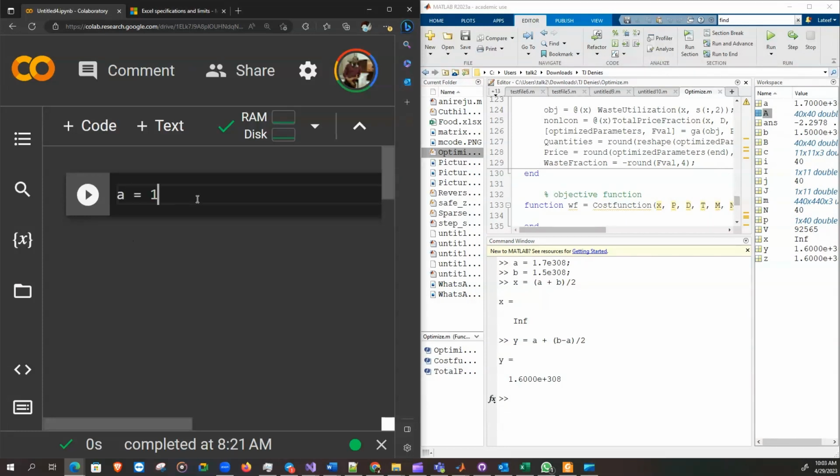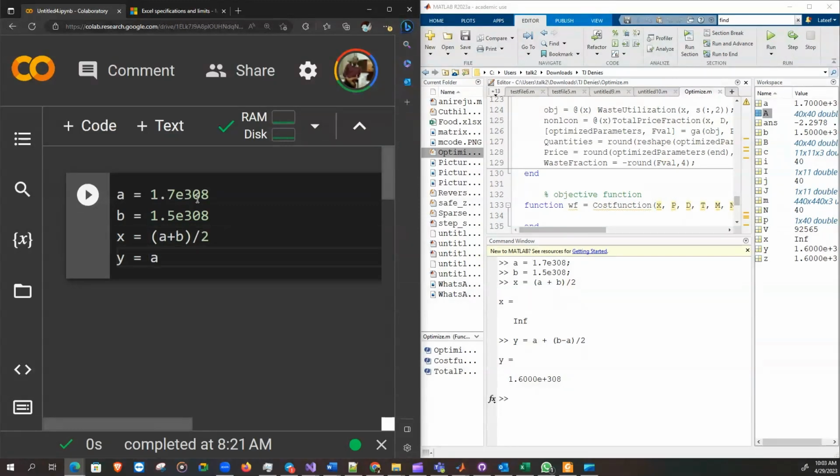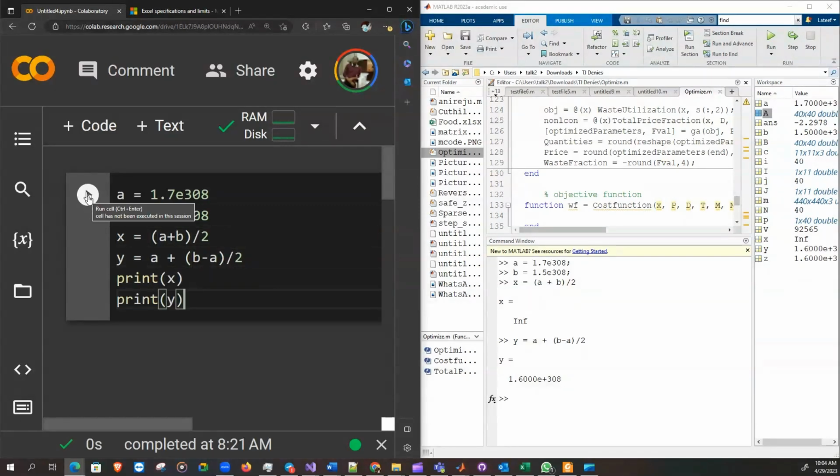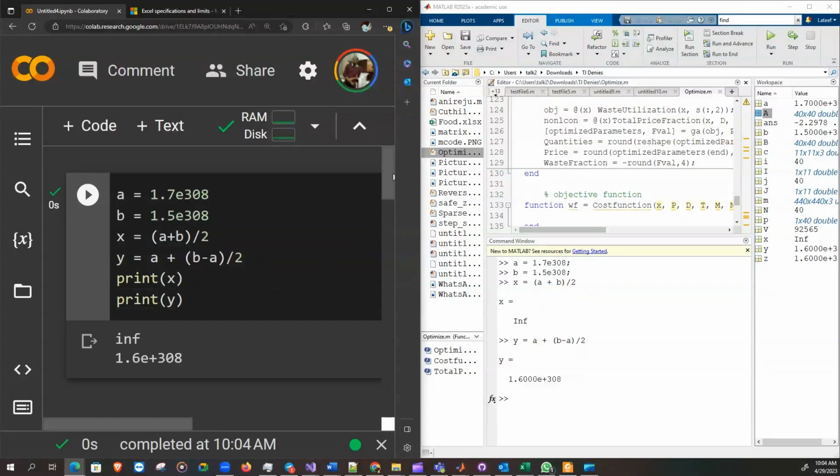We repeat the same process. We set a equals 1.7 times 10 raised to power 308 and b equals 1.5 times 10 raised to power 308. Then let's compute x equals (a plus b) all over 2 and y equals a plus (b minus a) slash 2. As expected, the first expression results in infinity, but the second gave the expected value.